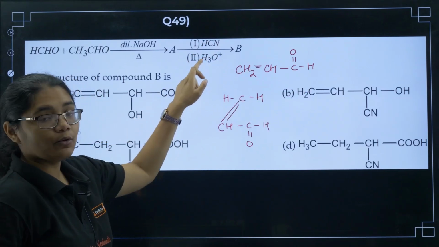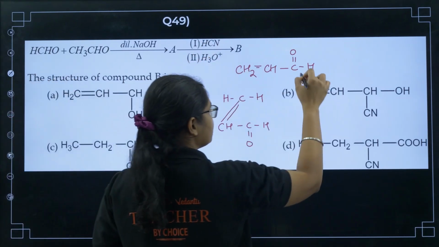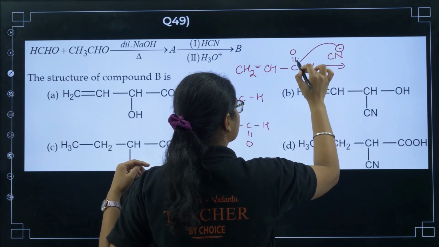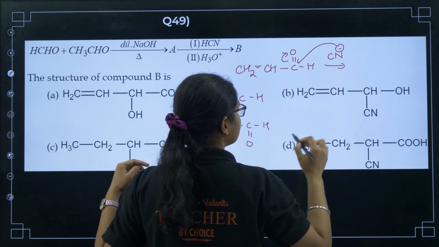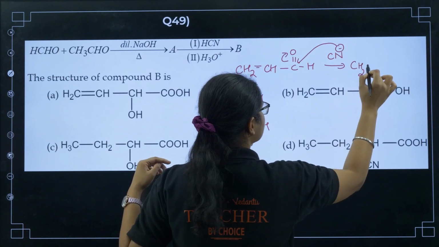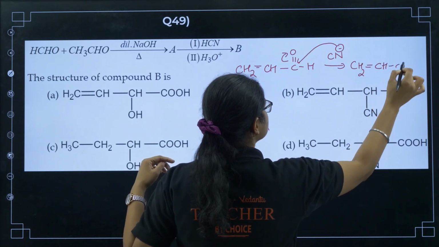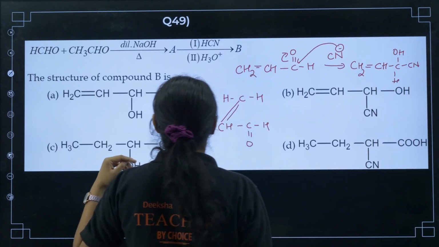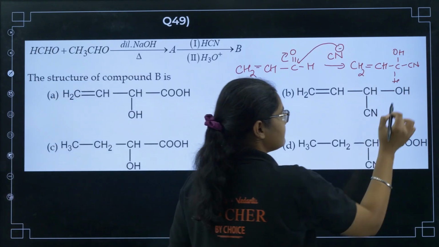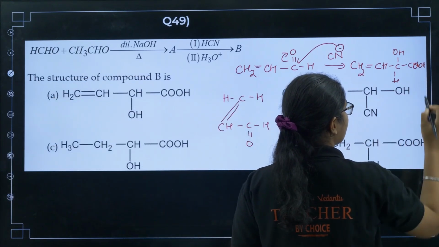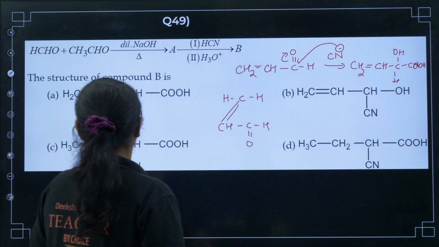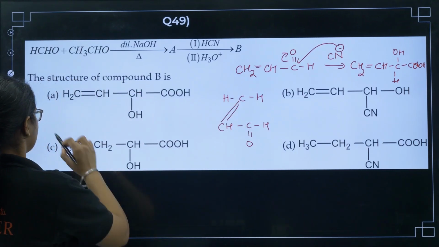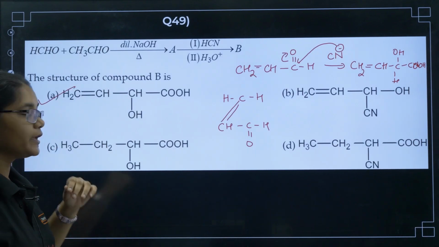Now if you are treating with OH and HCN, what will happen? The CN minus will attack here, this bond will go here, and OH and CN will form. So I will get CH2 CH COH CN and H. After that you are doing hydrolysis, so this CN will get converted to COOH. So what will I get? CH2 double bond C, then I have COH COH, that is option number A here.